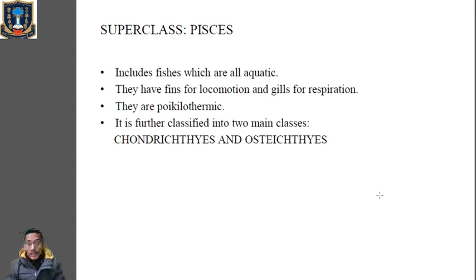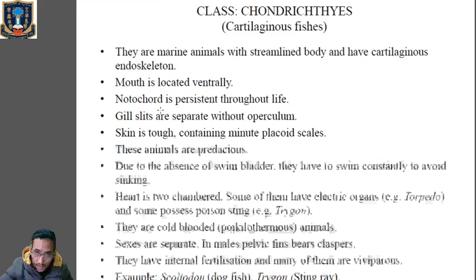And they are poikilothermic animals. Poikilothermic means cold-blooded animals. They are not able to maintain a constant body temperature, so their body temperature will fluctuate according to the ambient environmental temperature. So Pisces are poikilothermic, and it is further divided into two classes: Chondrichthyes, which are called the cartilaginous fishes, and number two, Osteichthyes, which are called the bony fishes. Clear? So first of all we'll see the first class, Chondrichthyes, also called cartilaginous fishes.